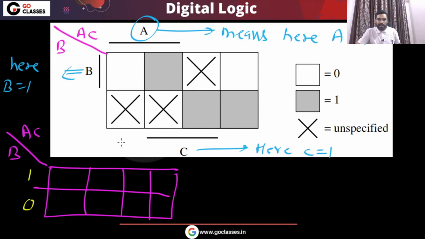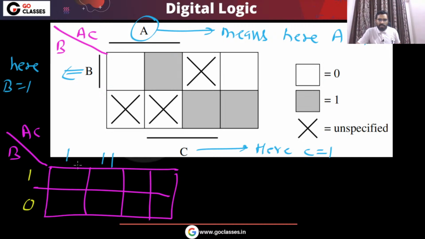So you can notice here B is 1. And here you can notice this is C. This C is 1 here. And A is 1 and C is 1. And here A is 1. So you can see like this. Here A is 1, C is 1.